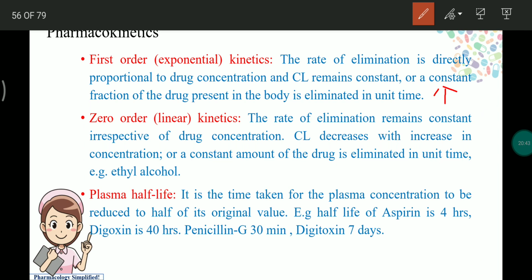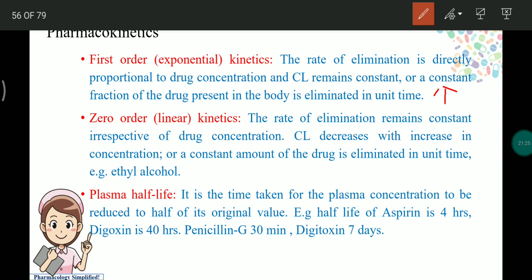And zero order kinetics. In zero order kinetics, the rate of elimination remains constant irrespective of the drug concentration. How much amount is present doesn't affect the elimination. Clearance will decrease with the increase in concentration, or a constant amount of drug is eliminated in unit time. So clearance decreases with increase in concentration. So that is zero order kinetics.